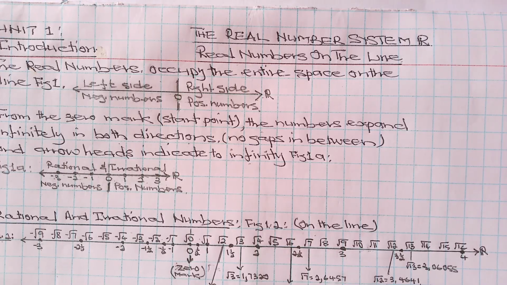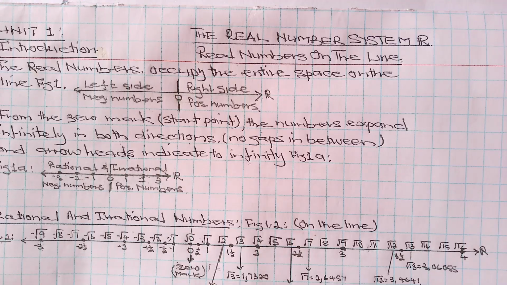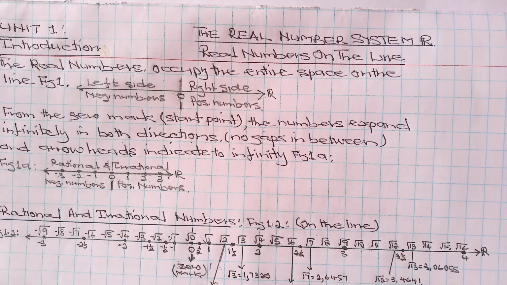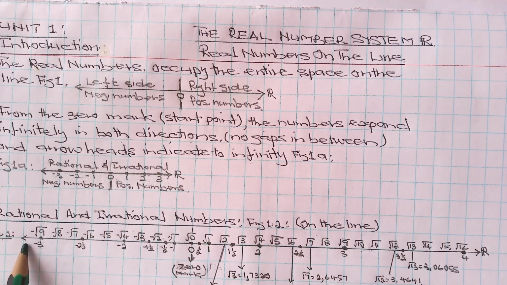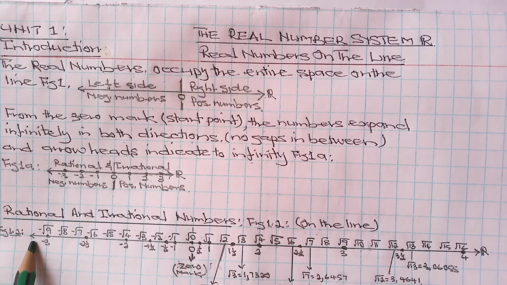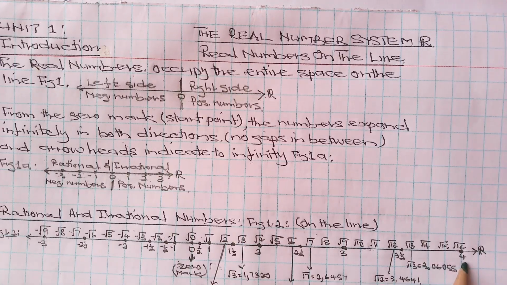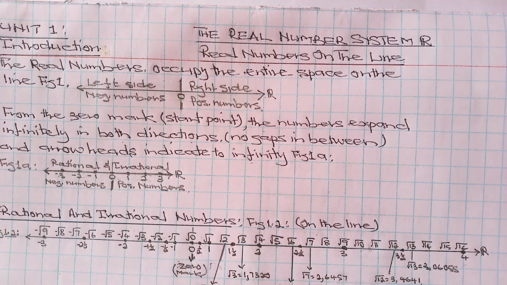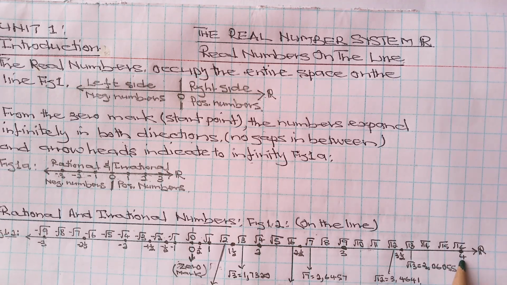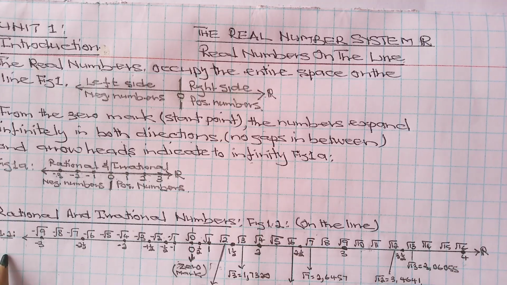Now, let us look at the positive direction on the number line. The positive direction means the increase will be from the left side to the right side. That will be the increase, the positive direction. And the negative direction will be the decrease from the right side to the left side.